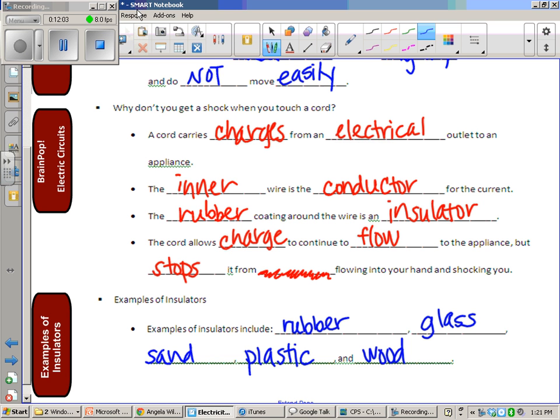Okay, we're going to stop here for our first section. We're going to continue with our second section on voltage, resistance, and electrochemical cells.